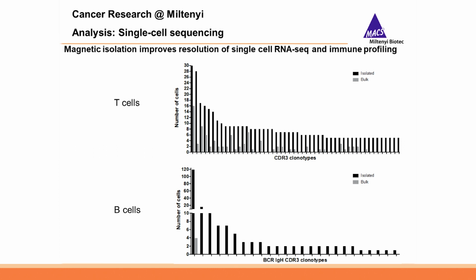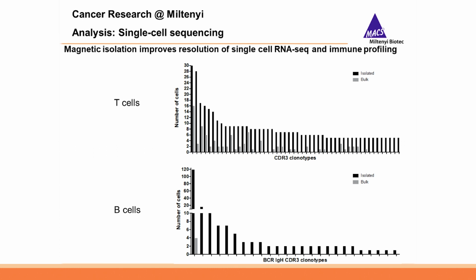In contrast, several of those clonotypes would have gone unnoticed when we analyzed the bulk samples. For example, a clonotype that was present in 28 T cells in the isolated sample was only present in 3 cells in the bulk sample.